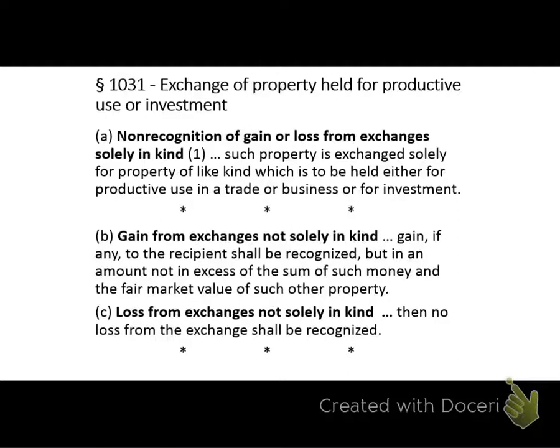So there's a couple of things in there. For non-recognition of gain or loss from exchanges solely in kind, we need to know what like-kind property is, right? From your reading, you learned that real property has a very general, very open definition of like-kind. So we know that an apartment in the city and land in the country, real property, are often considered like-kind. Almost always they're considered like-kind property.